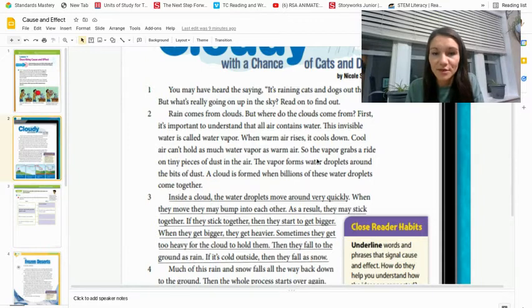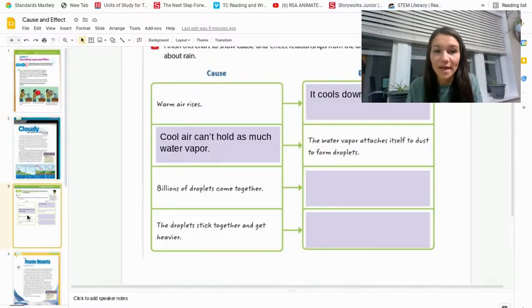Okay, so it's going to grab a ride on the tiny bits of dust in the air because cool air can't hold as much water vapor as warm air. So that's why it happens. Cool air can't hold as much water vapor. Okay? The next two I'm going to let you do on your own.